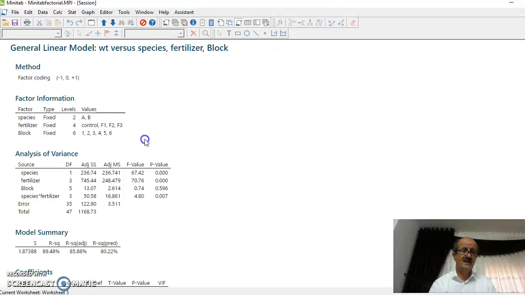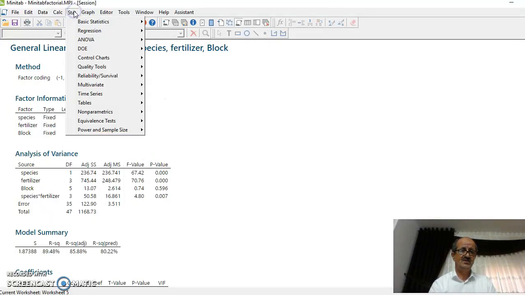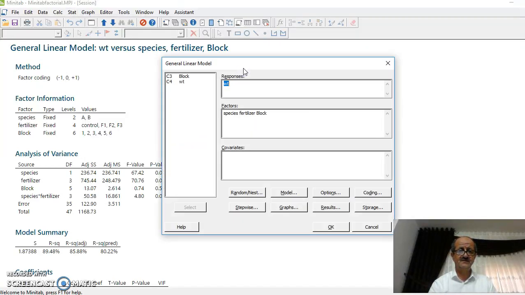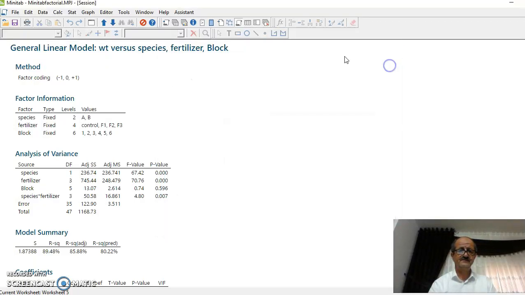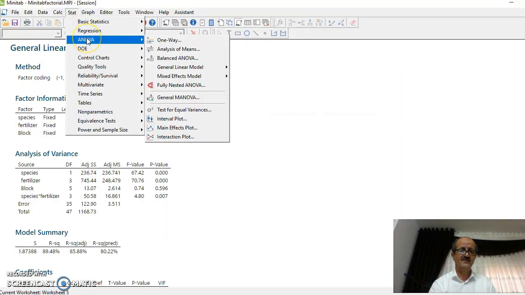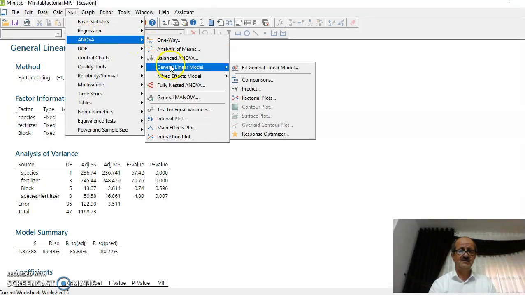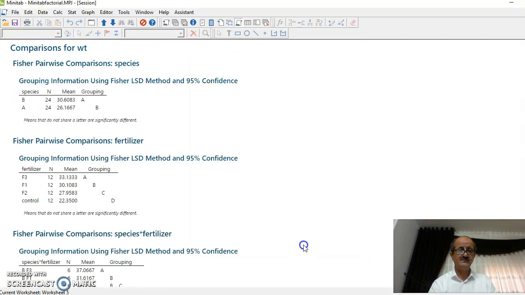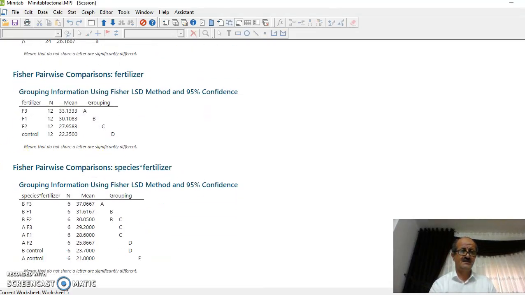The same thing will happen for the mean separation, the same way that we did when the experiment was in a completely randomized design, and the results will not differ. Stat, ANOVA, General Linear Model, Comparisons, and we will compare only significant effects. Block was not significant. The same output that we obtained when the experiment was in a completely randomized design. Thank you.